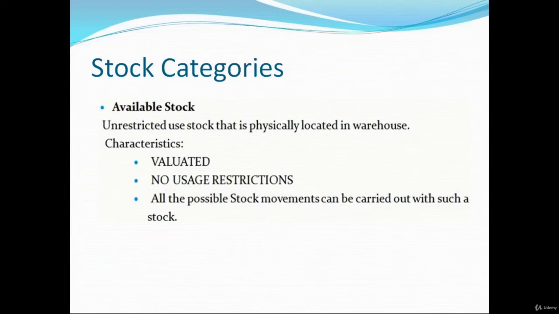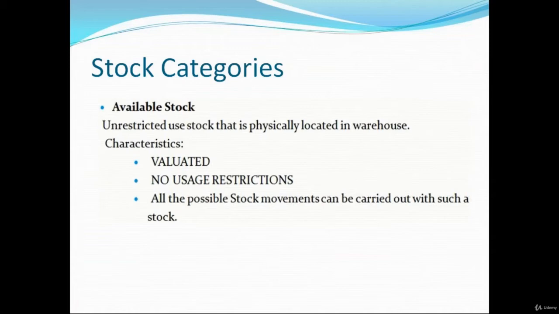Moving on to the available stock category. Available stock category is nothing but the unrestricted stock. Unrestricted stocks are the stocks that can be used freely in the warehouse system at any particular location. That means this type of stock can be used for picking, putaway, and internal stock placement without any restriction.